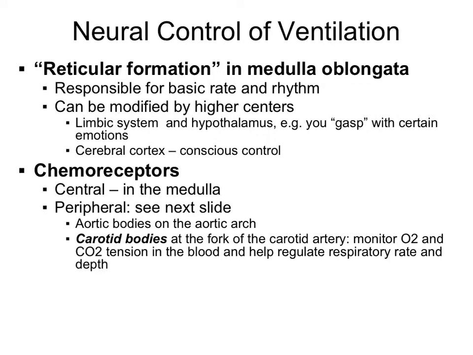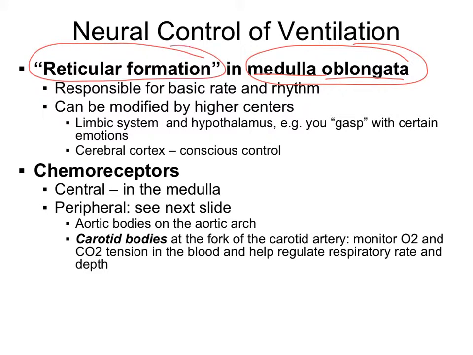So what is the control of when we breathe? You don't think about breathing most of the time, and that is because the control center is in your brain stem, and part of the brain's called the medulla oblongata. And this is a particular formation in your medulla called the reticular formation. It is responsible for the basic rate of your breathing and the rhythm of your breathing. But it can be modified. Our breathing can be modified by higher centers in our brain.